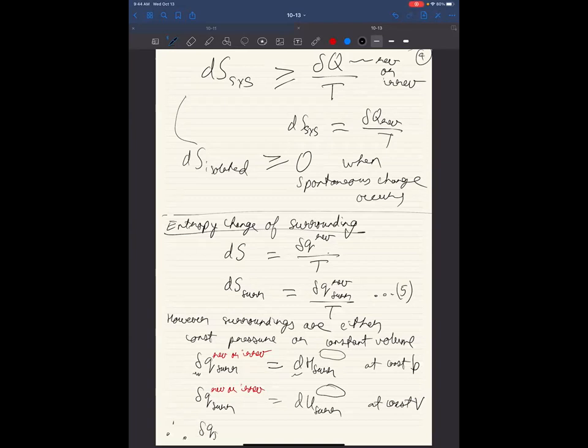Therefore, delta Q surrounding, irreversible or reversible, is equal to simply a delta Q surrounding. We don't need to care about it. It's almost an abstract thing that I'm writing about here. But the point is, it can be very well behaved if it's a constant volume or a constant pressure process.